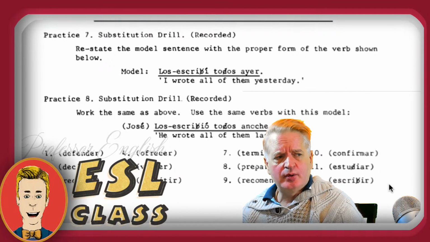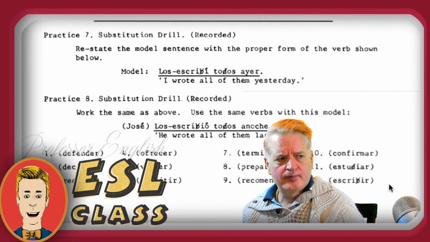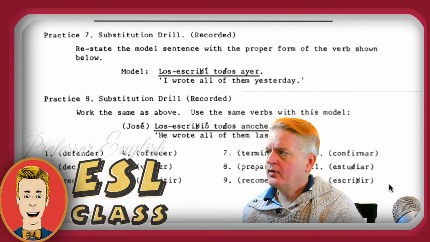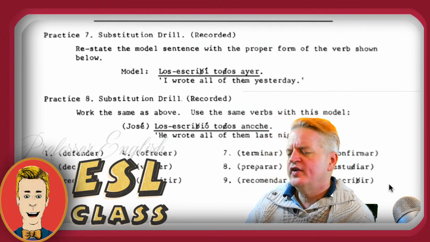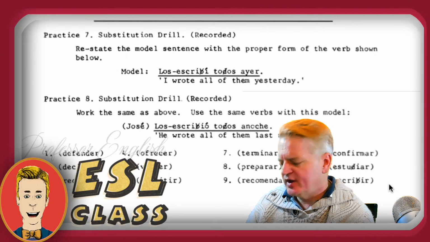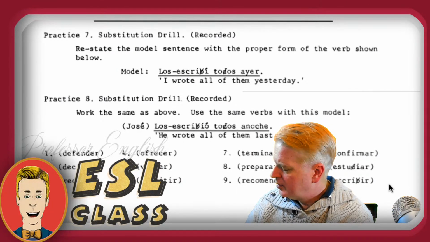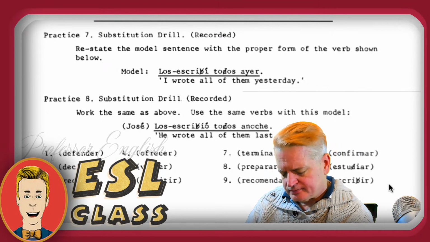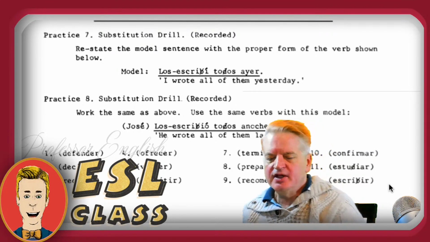Number 9. Recomendar. Los recomendé todos ayer. Number 10. Confirmar. Los confirmé todos ayer. Number 11. Estudiar. Los estudié todos ayer. Number 12. Escribir. Los escribí todos ayer.